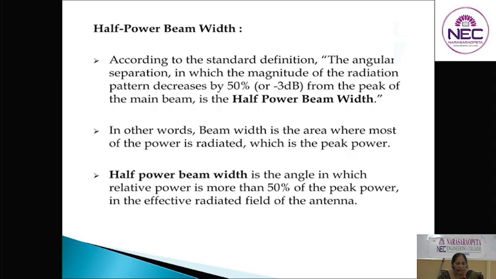Half power beam width. According to the standard definition, the angular separation in which the magnitude of the radiation pattern decreases by 50% or minus 3 dB from the peak of the main beam is the half power beam width. In other words, beam width is the area where most of the power is radiated, which is the peak power. Half power beam width is the angle in which relative power is more than 50% of the peak power in the effective radiated field of the antenna.